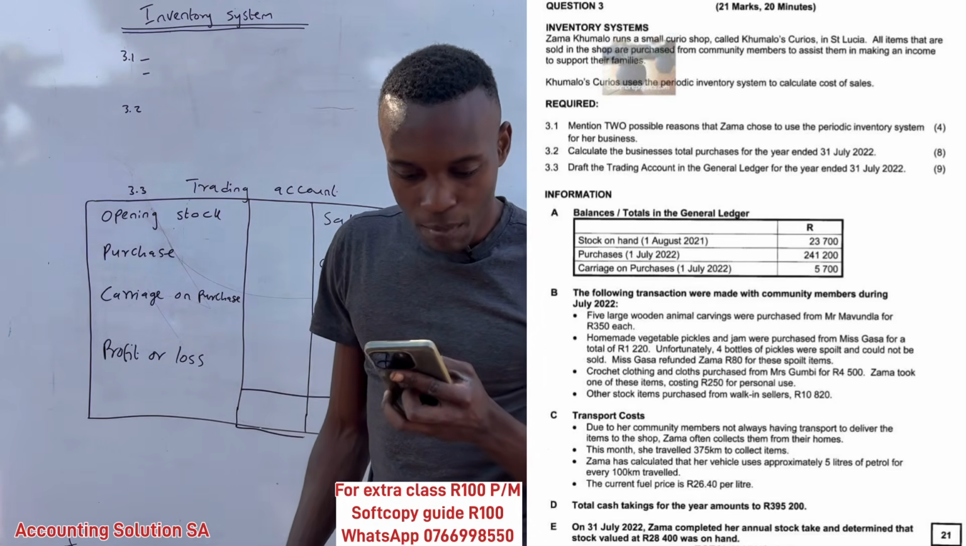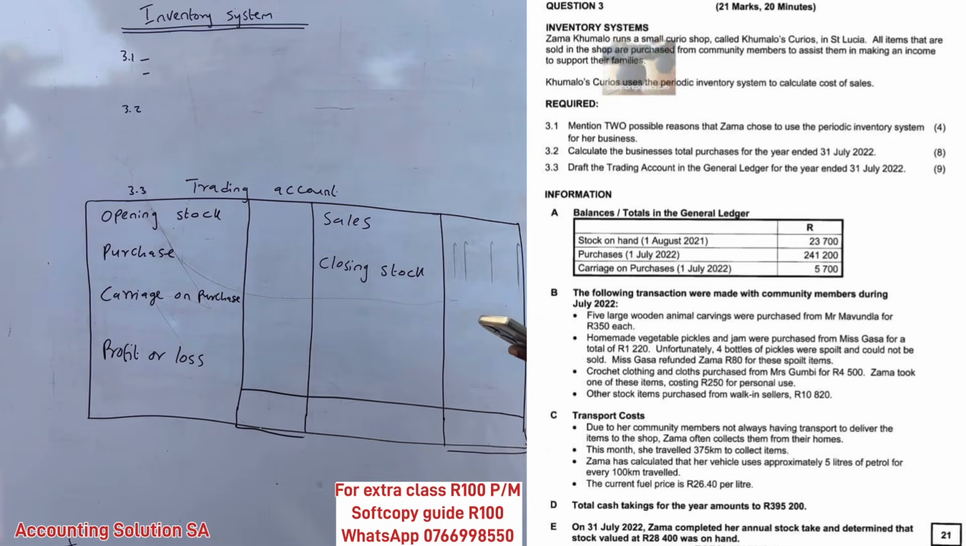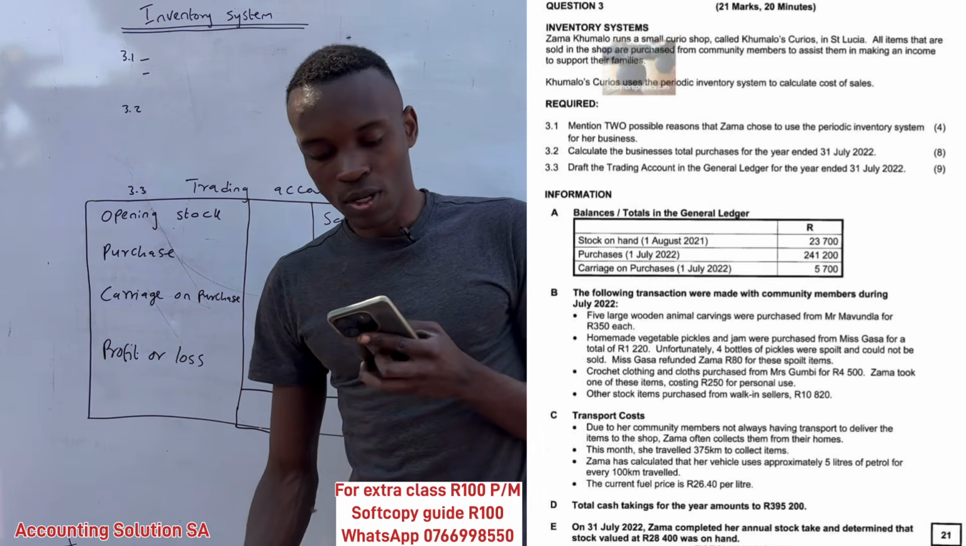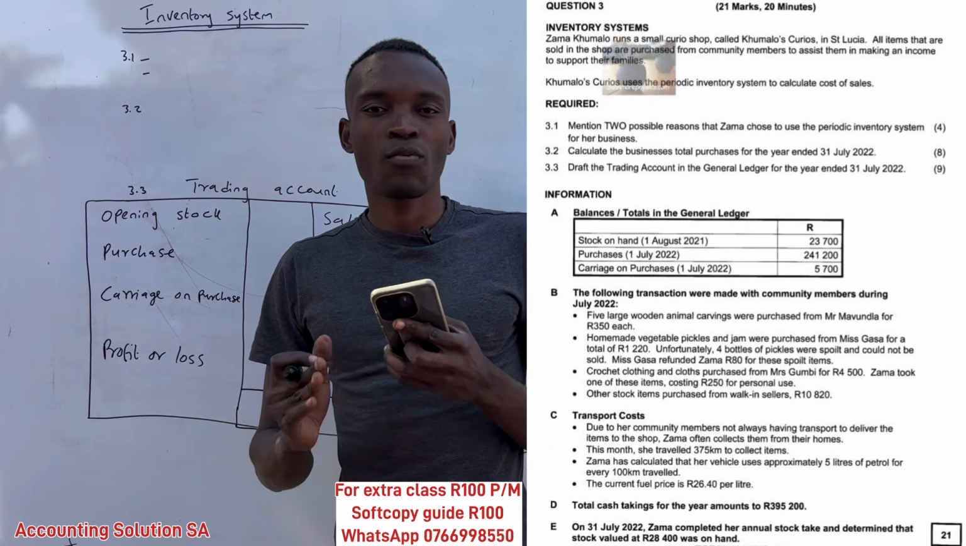Okay, Zama Kumalo runs a small curious shop called Kumalo's Curious in St. Lucia, and all items that are sold in the shop are purchased from community members to assist them in making an income to support their family. Kumalo's Curious uses a periodic inventory system to calculate the cost of sales. Now you know that Kumalo uses a periodic system, and you have an understanding of what periodic is.